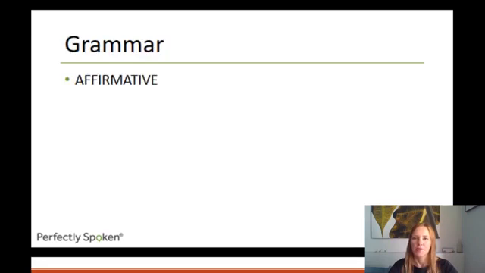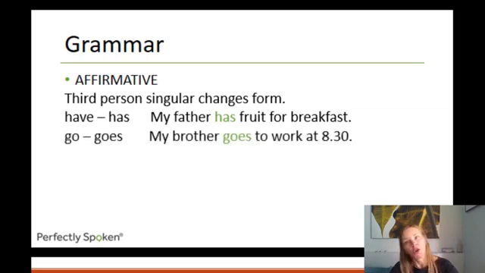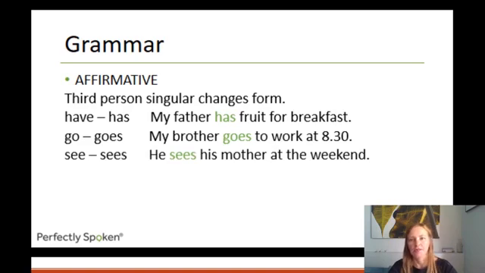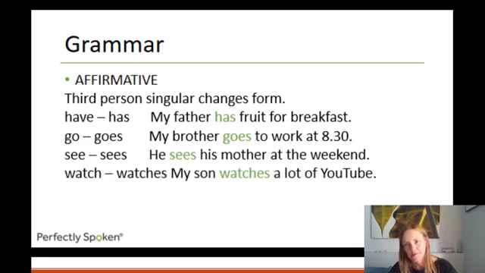Okay, so basically the third person singular changes form in the affirmative. For example, have, has. That's an irregular. So my father has fruit for breakfast. Obviously, you can say other verbs, for example. Go, goes. My brother goes to work at 8:30. See, sees. He sees his mother at the weekend. Watch, watches. My son watches a lot of YouTube. That's true.